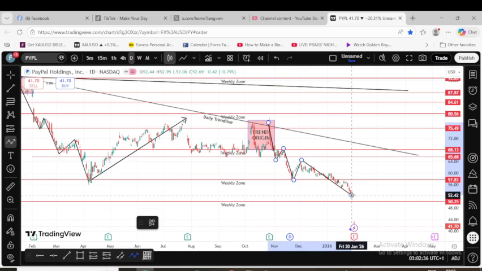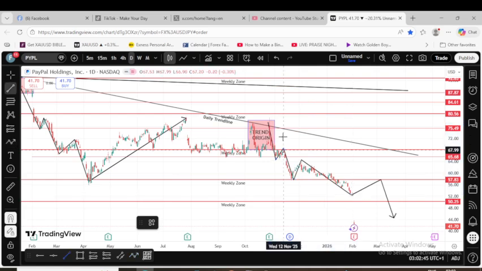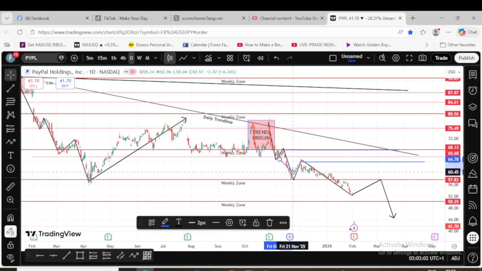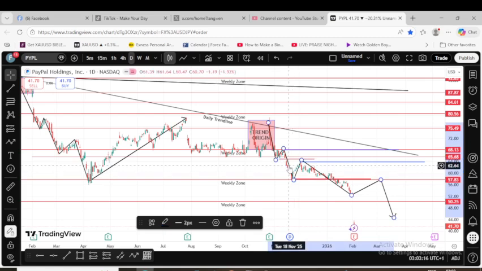Okay, so next thing we'll do is to identify our swing highs and our swing lows. So this is my higher low, and this is my lower high. These are now my lower lows. Let's make it red. Now we can delete this.